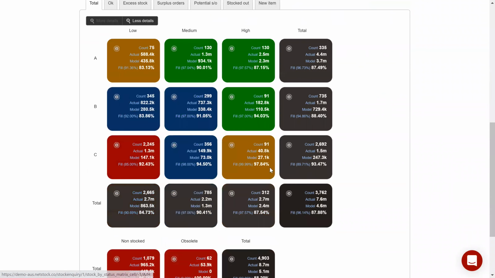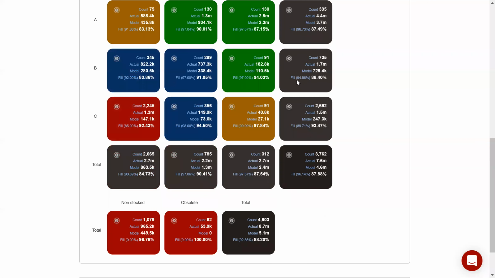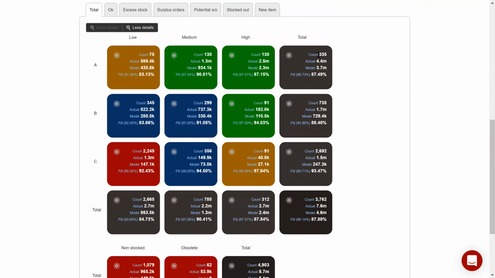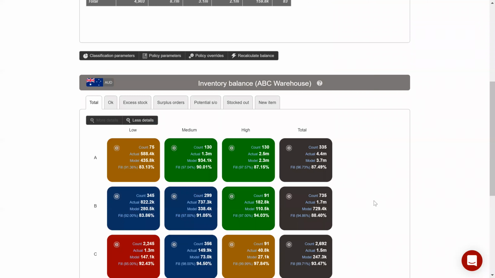So instead of trying to cover all 5,000 SKUs here, let's just look at our A items. There are currently 335 A items that are accounting for 80% of my turnover. I'm currently holding 4.4 million, but the ideal model is 3.7. I'm getting 87% fill rate, but I should be getting 96. So from a model perspective, it's looking good. We actually need less stock to get a higher fill rate.